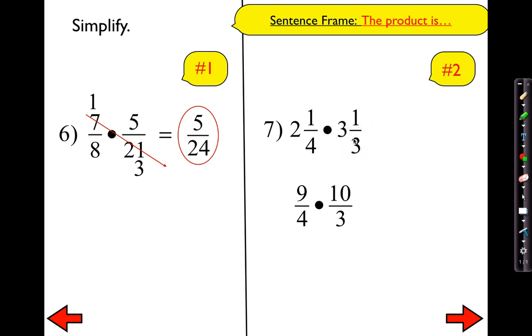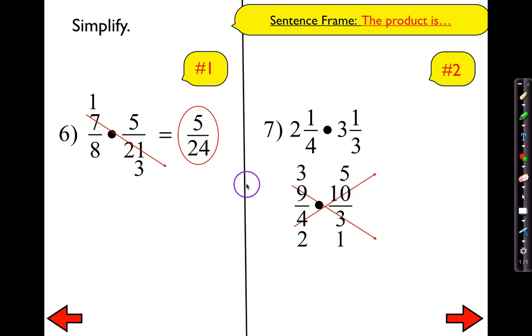Once we've done that, we can go ahead and check to see if we can cross cancel. Let's see, 9 and 3 have a 3 in common, so let's reduce them. 9 divided by 3 is 3. 3 divided by 3 is 1. What about 4 and 10? Guess what? 4 and 10 also have a factor in common. They have a 2 in common. So here we're going to do 4 divided by 2 is 2. 10 divided by 2 is 5.